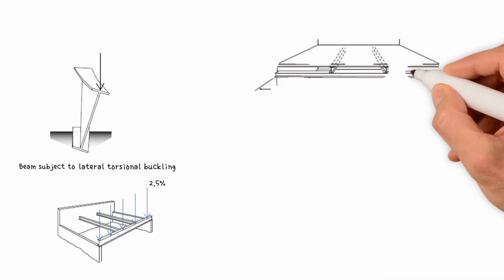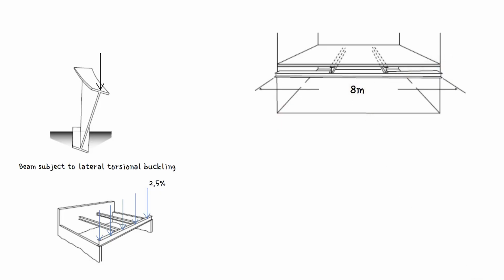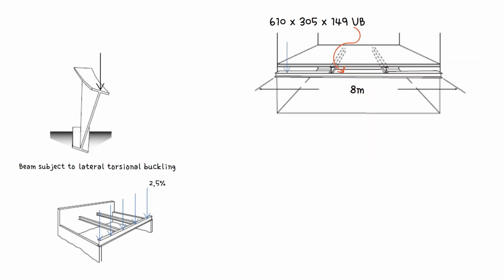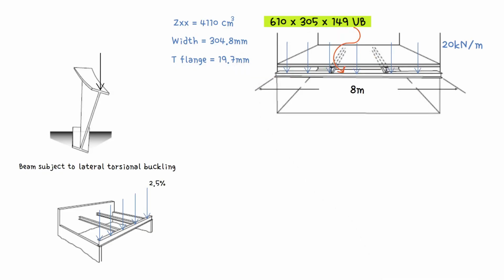Taking a simple example, we have an 8 meters long, 610 by 305 by 149 UB, supporting a UDL of 20 kilonewtons per meter ultimate load, with lateral restraints at third points along its length. The question is how to calculate the axial force that needs to be resisted by the restraints. For the 610 by 305 by 149 universal beam, we have the following properties.